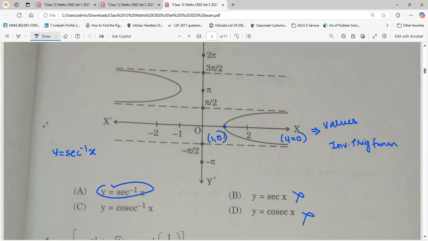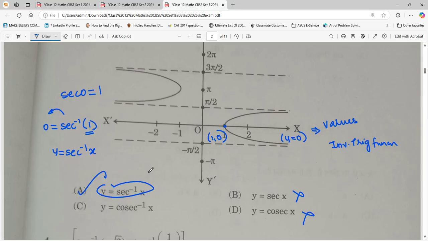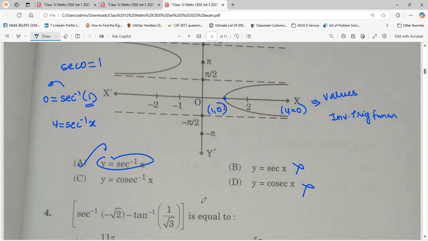So if it is 0, secant inverse of 1, does it make it 0? Okay. So what about secant 0? Secant 0, is it 1? Cos 0 is 1. Secant 0 is also 1. So option A is actually true. Okay. Which means option C is already eliminated.